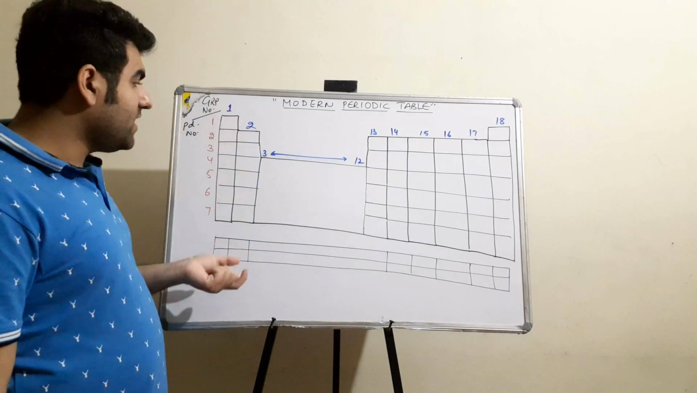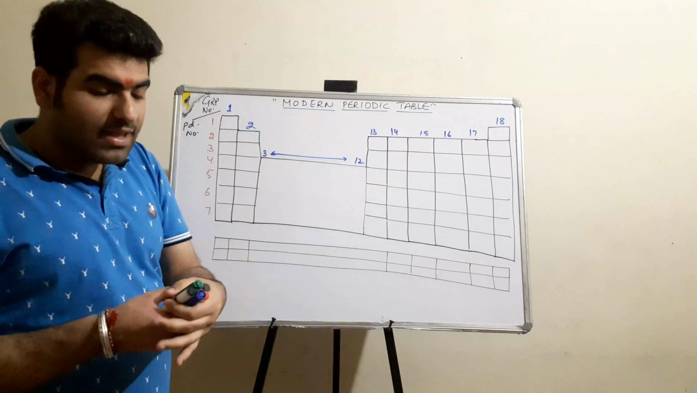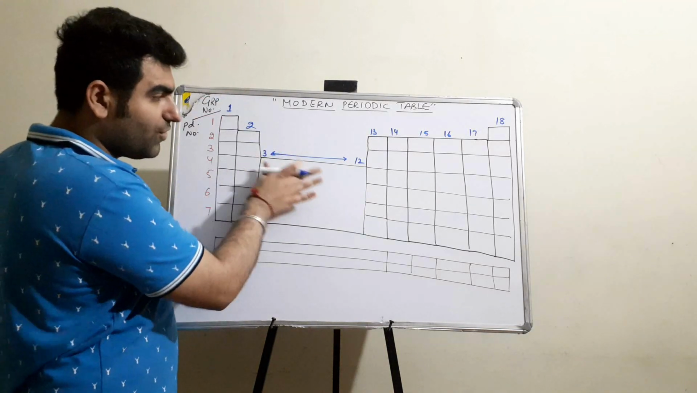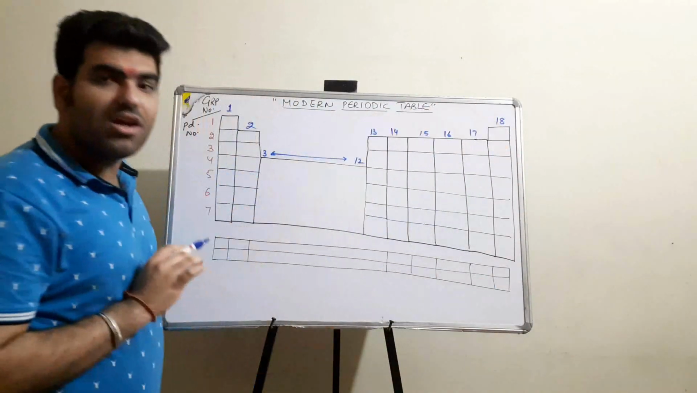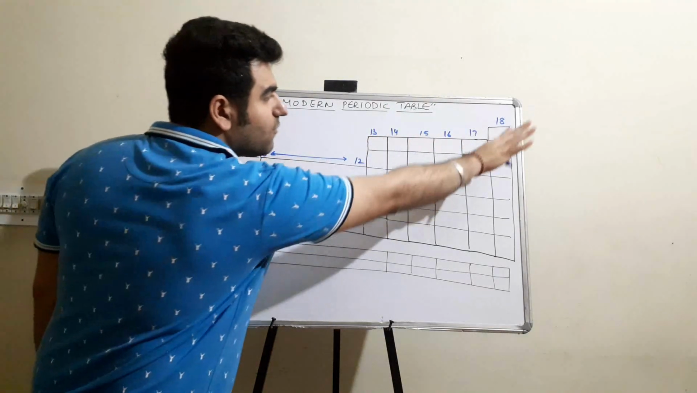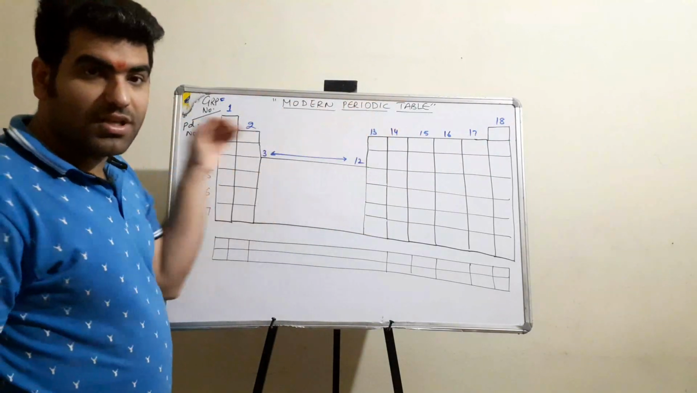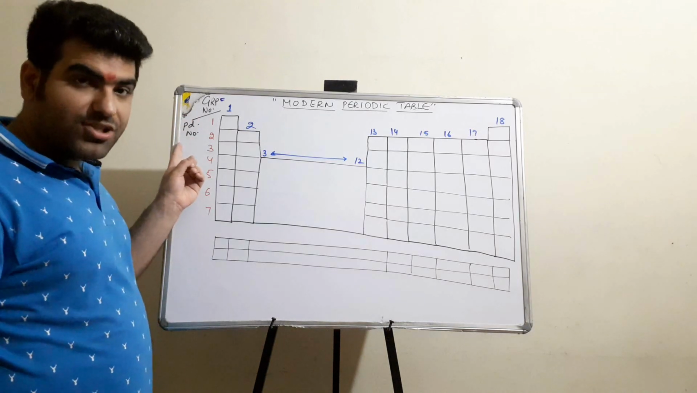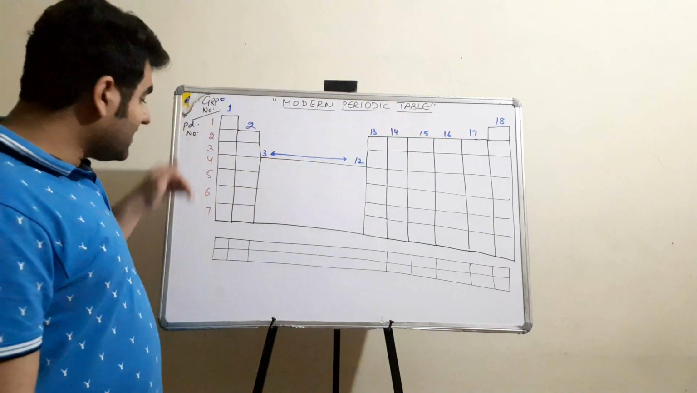This is having these vertical columns. How many? 18. So 1 to 18, these are the vertical columns which are known as groups. So 1, 2, 3 to 12, 13, 14, 15, 16, 17, all of these are groups. So this is group number 1, 2, 3, 13, 14 to 18. Alright. Now, these horizontal rows, they are 7 in number and these are known as periods. So, the modern periodic table is having 18 groups and 7 periods.